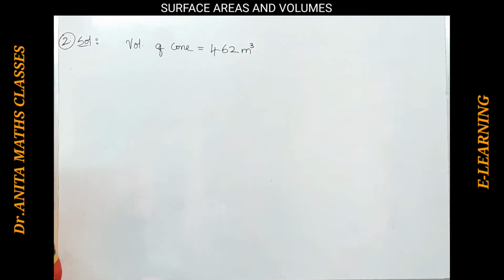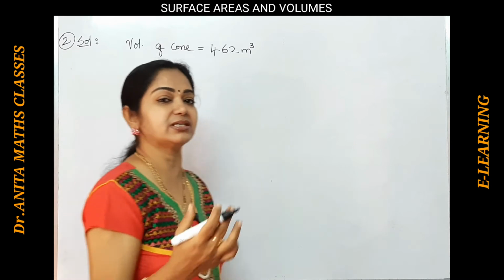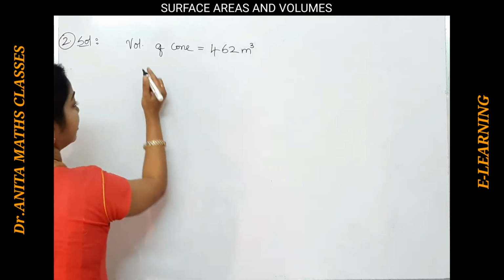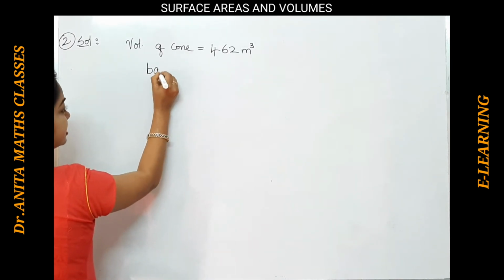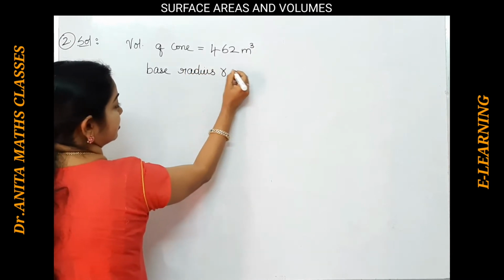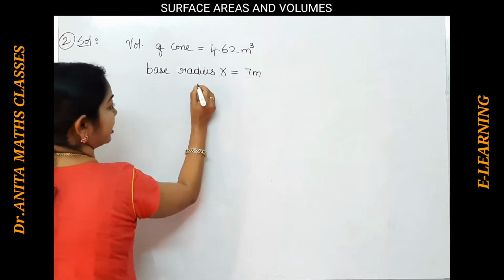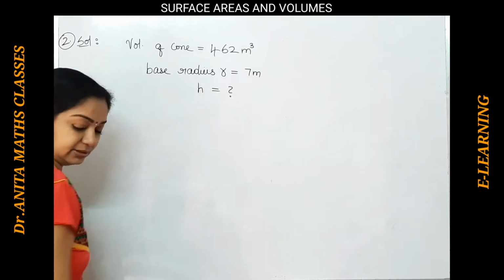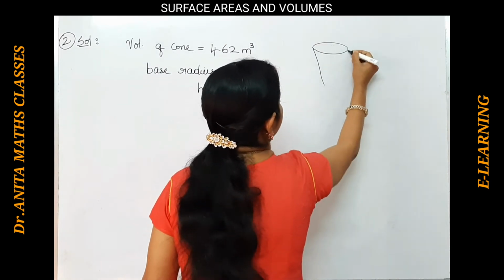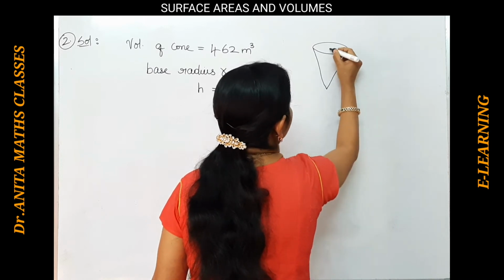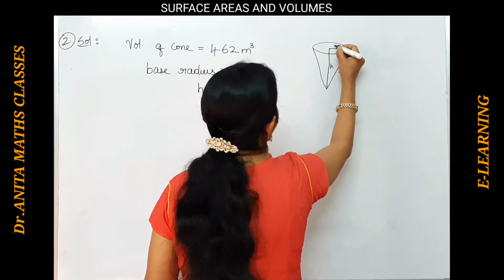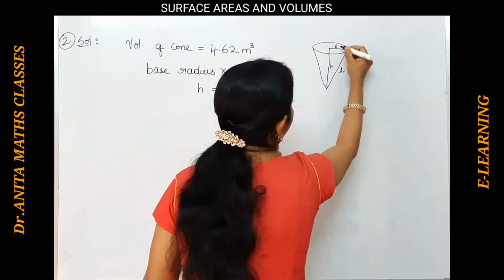And also the base radius. As we discussed in a previous video lesson, the base is a circle, so the radius of the base, that is r, is given as 7 meters. Now we need to find the height, h. If the diagram is not given, just draw a diagram. This is the cone having two heights, the vertical height h and the slant height l, and the radius r.